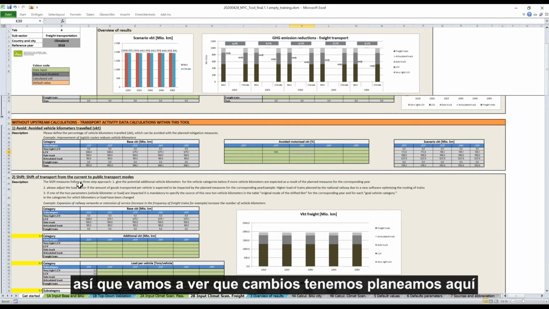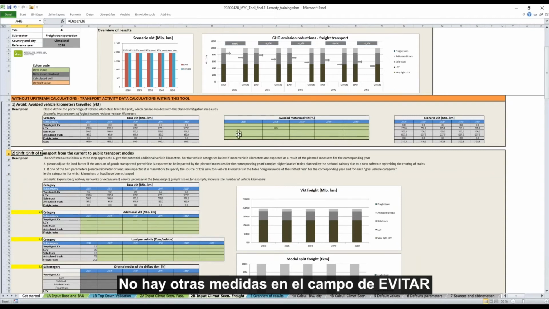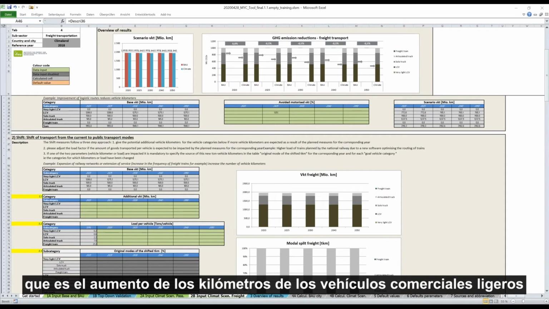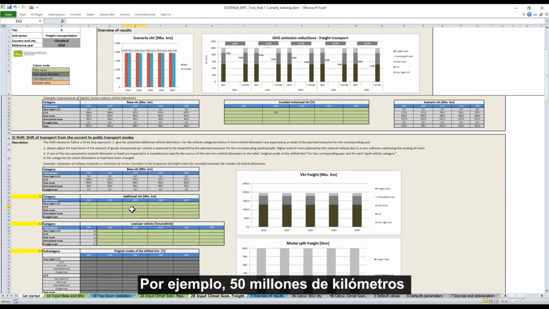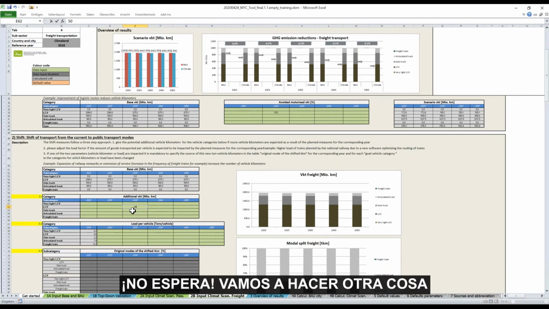The second point, so we have shift to with, the only thing we plan to have here. There are no other measures in the avoid field. In the shift, we plan to have one measure, which is the increase of the LCV kilometers with, for example, 15 million kilometers. No, something else. So we go to the second point, the shift.